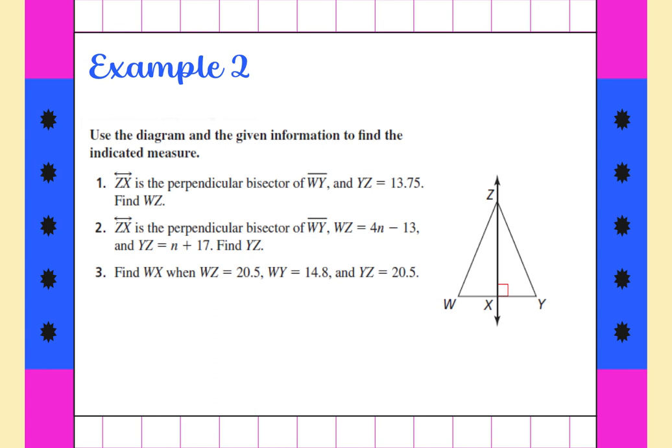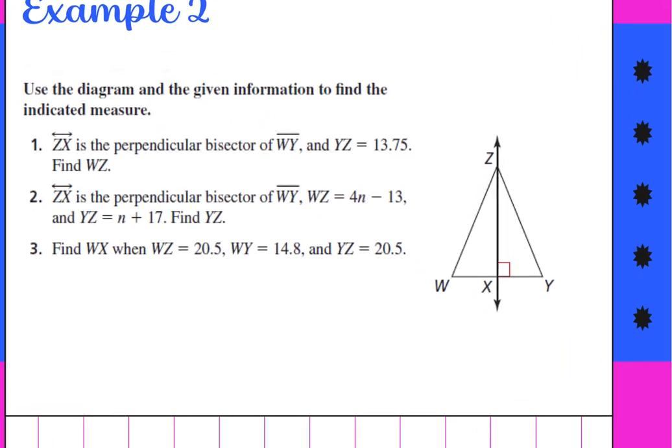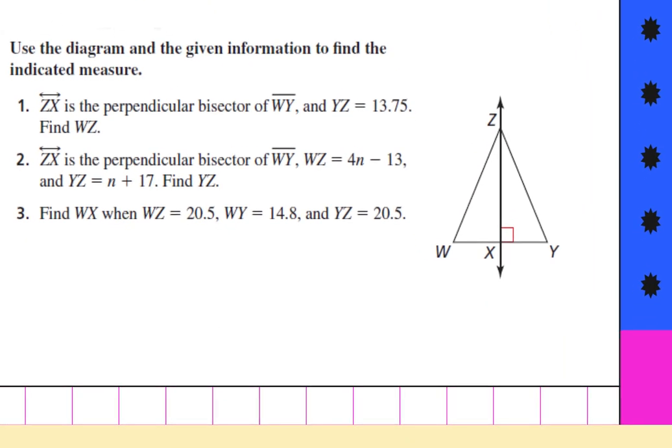Example 2 says to use the diagram and the given information to find the indicated measure. In number 1, it says ZX is the perpendicular bisector of WY. That again means these are congruent, and you already have the perpendicular part there. It says YZ is 13.75, and it wants you to find WZ. Z would be equidistant from the endpoints, so WZ is also 13.75.